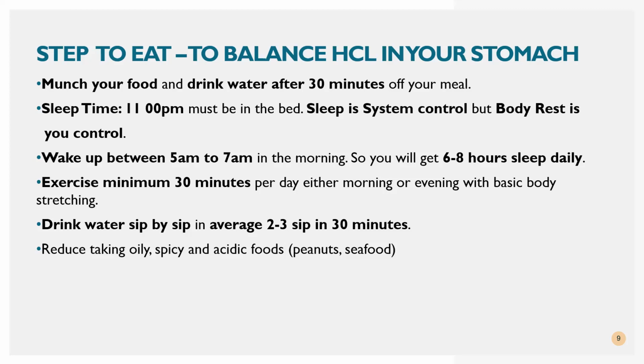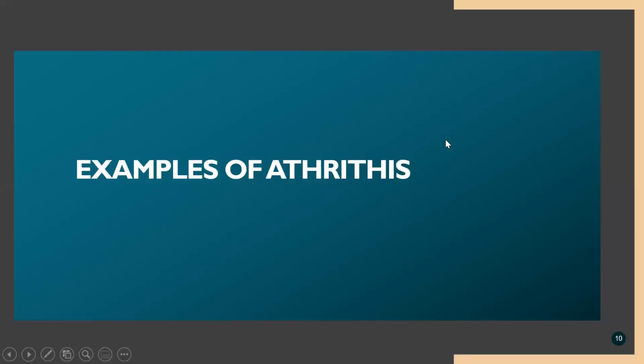Reduce taking oily, spicy, and acidic food. So on taking water, sometimes when you do activity, you sweat a lot. At that time you can drink a lot. You can drink by the glass, because the more you drink, the more the cells are hydrated, so water can easily penetrate them. But when your body is not hydrated, don't go glass by glass. Go sip by sip. Okay.